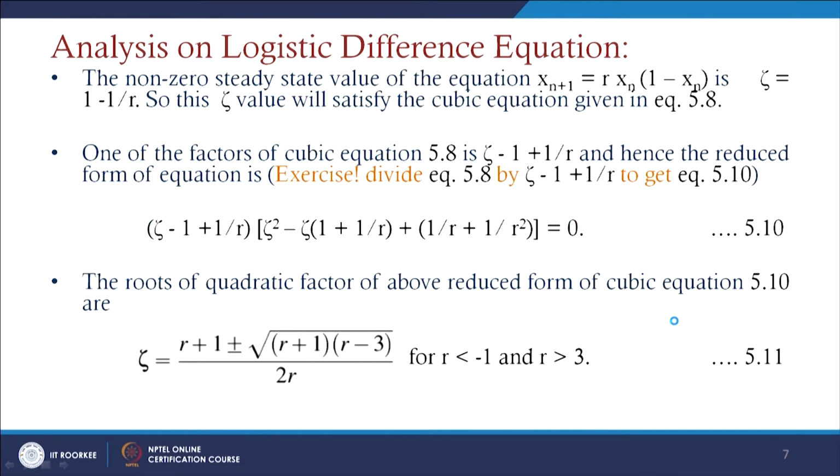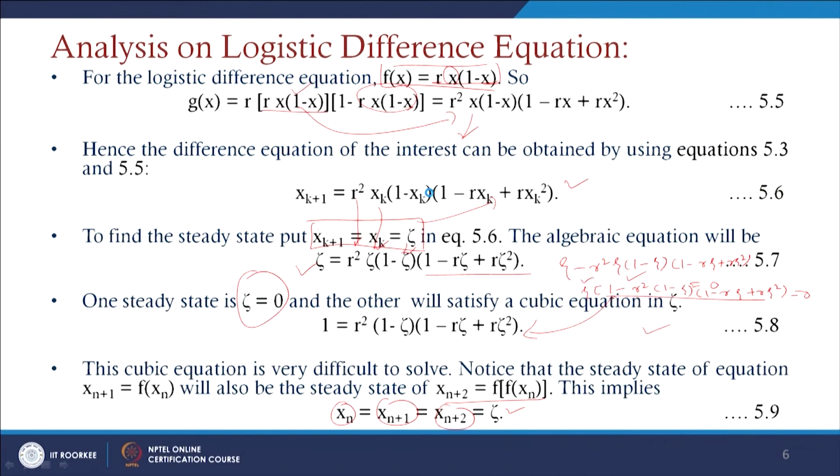But since we find that zeta equals 1 minus 1 by r is a solution here, if we take this root common from the cubic polynomial, it can be written as zeta minus 1 plus 1 by r, and the equation reduces to the form zeta minus 1 plus 1 by r into zeta square minus zeta into 1 plus 1 by r plus 1 by r plus 1 by r square. So, if you multiply this out, you find the final solution in the form of the cubic polynomial written here.